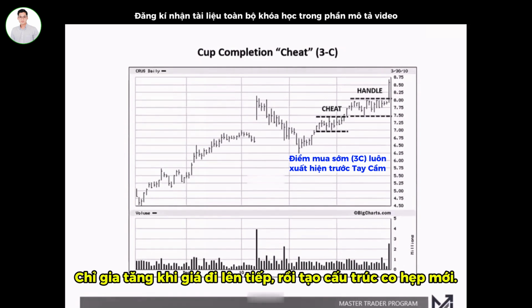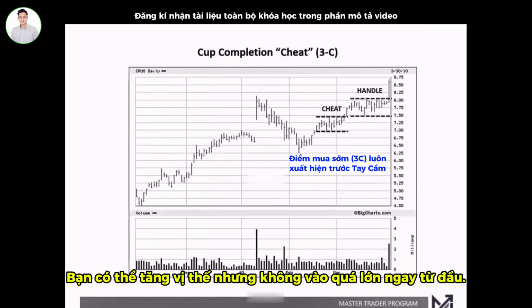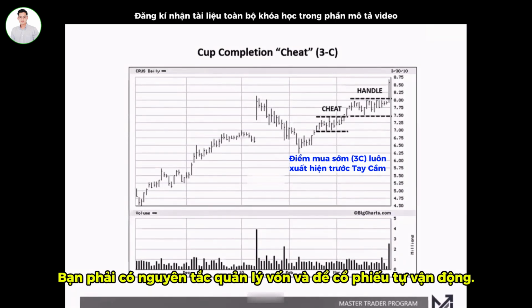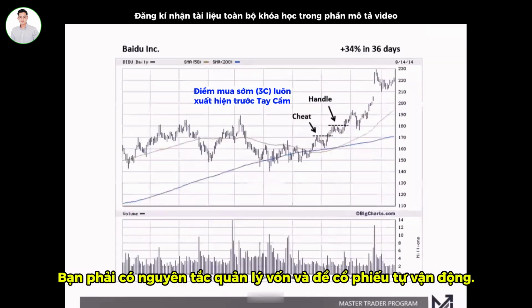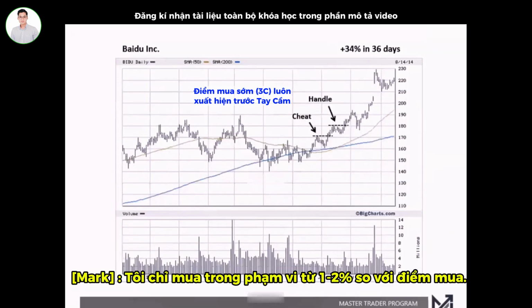You can buy again only when it goes up and it forms another VCP. So you can add to it, but you don't want to get the position too big right at the beginning. You have to have some money management techniques and let it go once it's broken out. I almost never buy more than 1 to 2% above the buy point. I try to keep it to 1.